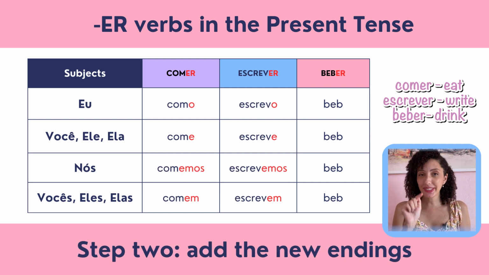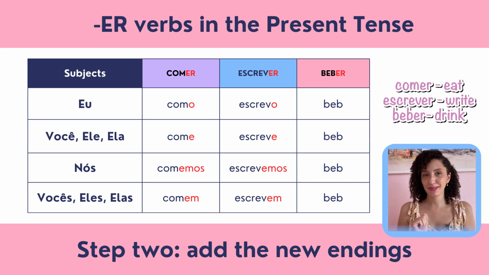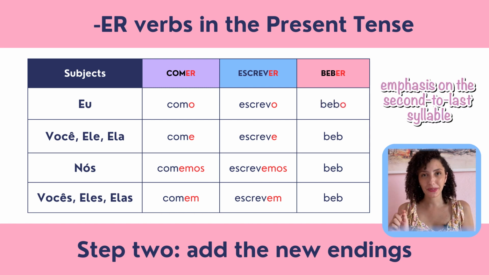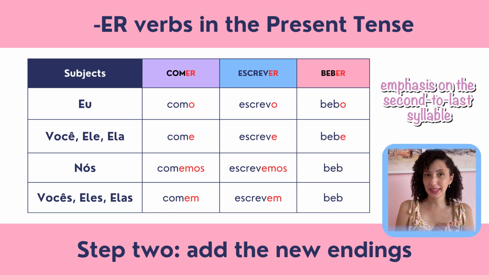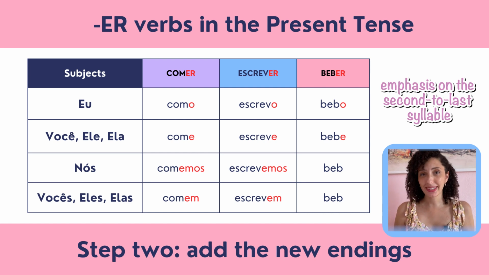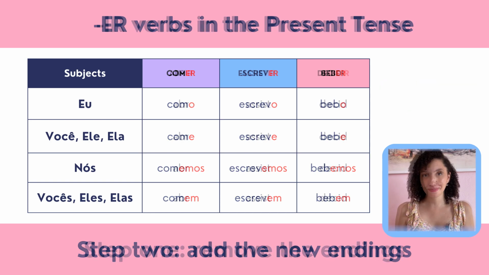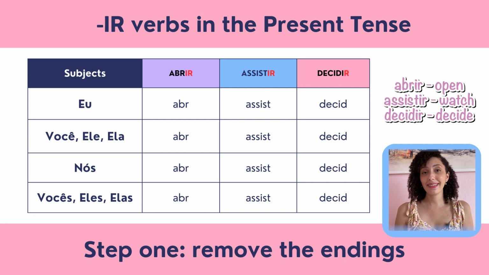So how would you say I drink? Eu bebo. You drink. Você bebe. We drink. Nós bebemos. And they drink. Eles bebem. And finally, IR verbs.